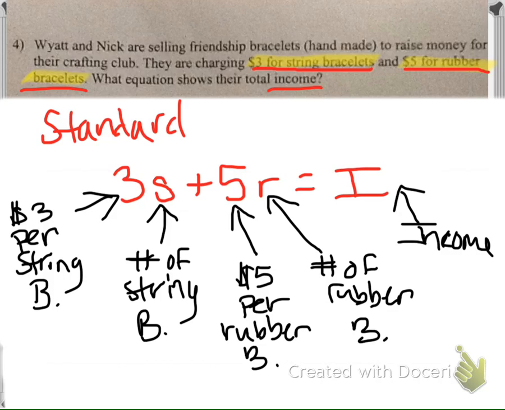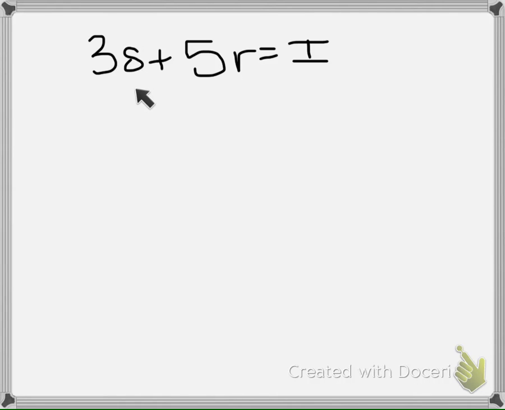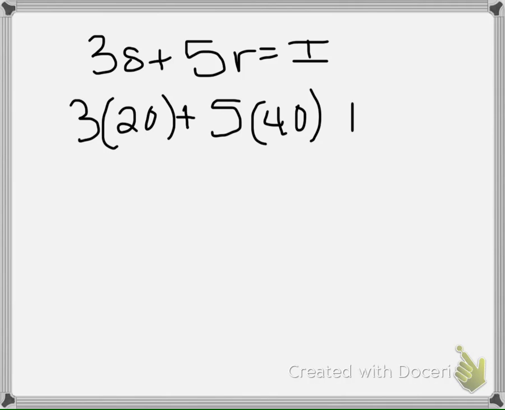Okay, let's look at the first question. If they sold 20 string bracelets and 40 rubber bracelets, how much would they make? So here is my equation. Plus 5R equals I. And it says 20 string bracelets, S was string bracelets, and 40 rubber. So I'm going to replace or substitute the S with 20. And substitute the R with 40 for 40 rubber bracelets. And now I'm just simply solving for their income.